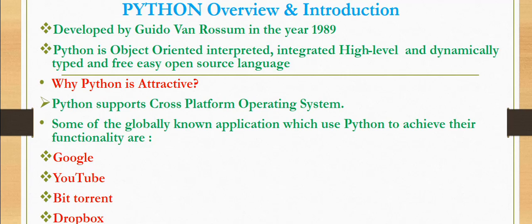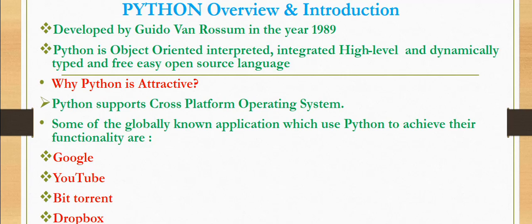Next, Python is an integrated language. That means we can easily integrate Python with other languages like C, C++, Java and other standards code. Then Python is a high-level language. Python is a 5th generation high-level language. It follows English instructions which are very easy to code.